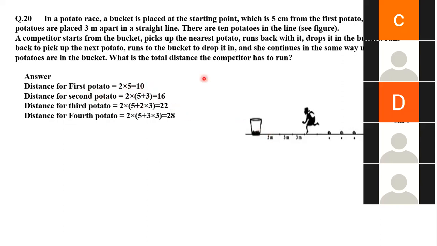The second potato is again 3 meters apart. So 2 into 5 plus 3: 5 plus 3 is 8, and she's going and coming back, so 8 into 2 is 16. Again, 5 plus 3 plus 3 is 11, and she's going and coming back, so 22. In the same manner it continues.